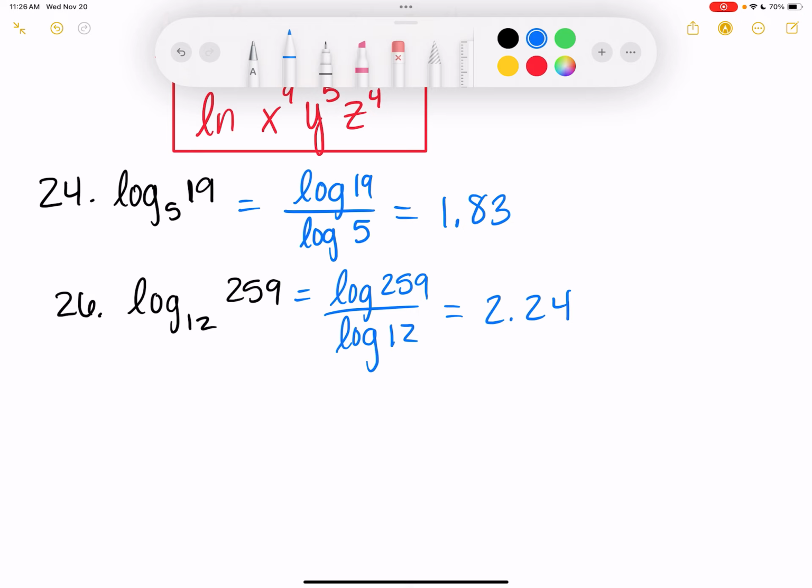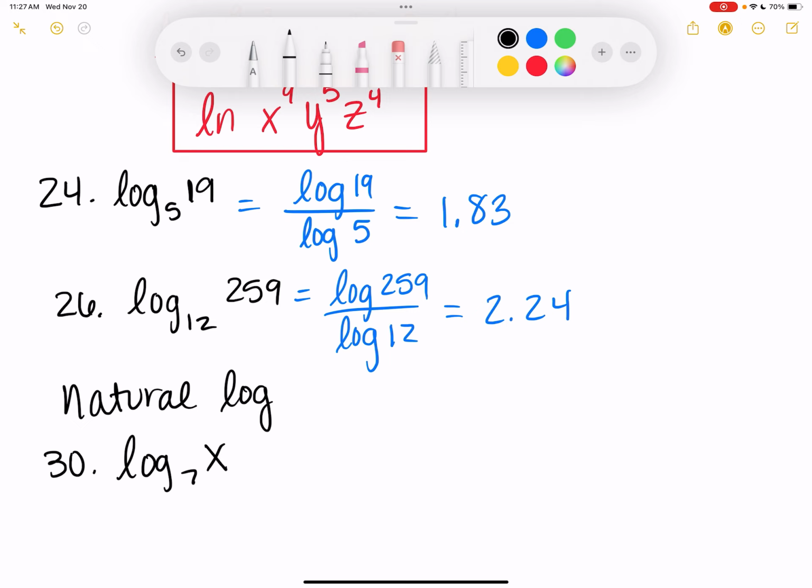All right, these ones did not specify what you needed to use. We could have used ln, we would have gotten the same thing. The next set says to rewrite the expression using only natural logarithm. So these wanted you to get to a final answer. The next ones are going to have a variable in them, so you're just rewriting them. But they want the natural log. So 30, log base 7 of x. How would I write that using natural logs with change of base? ln x over ln 7.